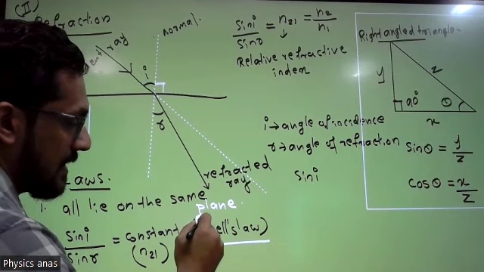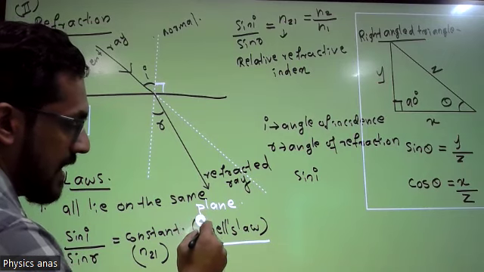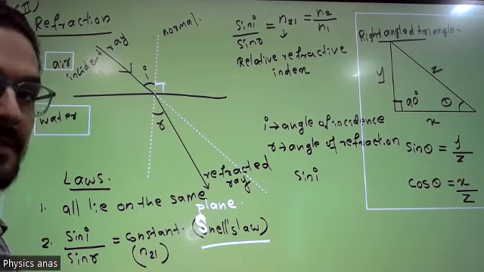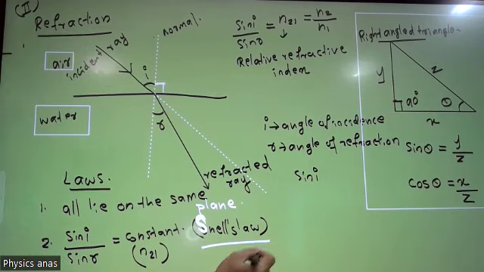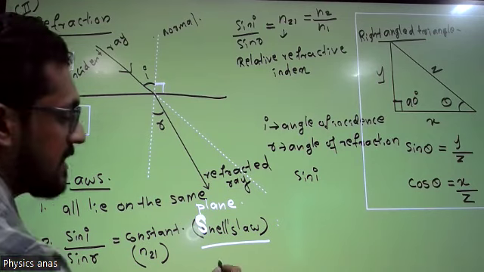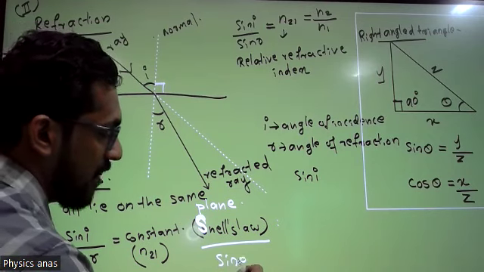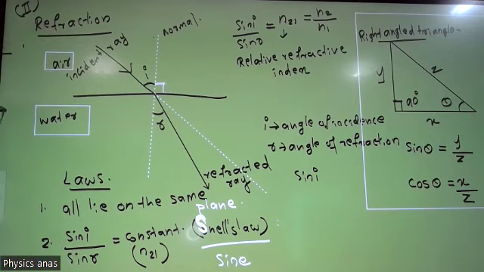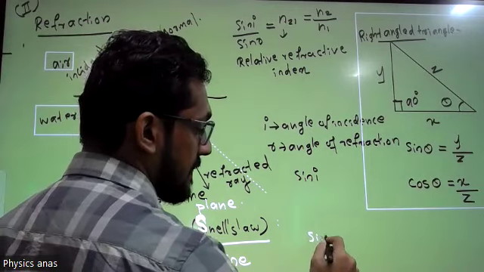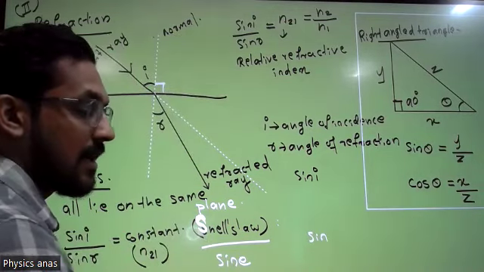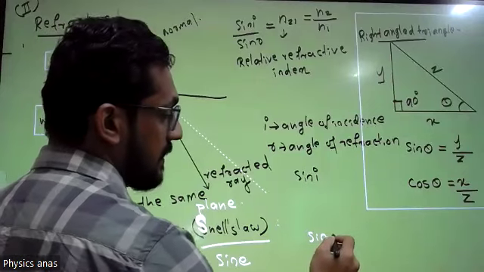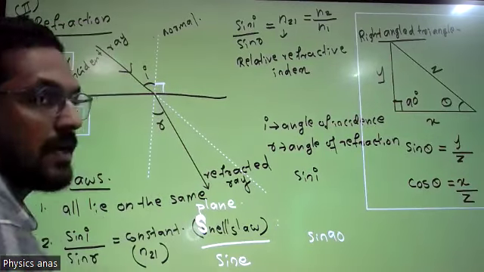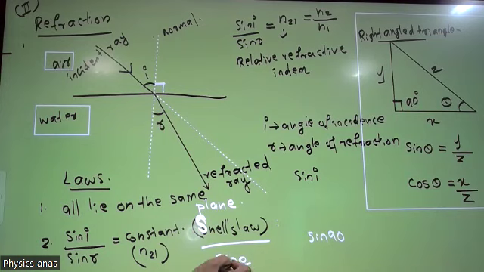What is Snell's law? That is the second law. The second law has a name, Snell's law. Just write the ratio of sine of angle of incidence. When you are giving it a symbol, or using it in mathematical form, it will be sine theta or sine 90. You can write it like this.